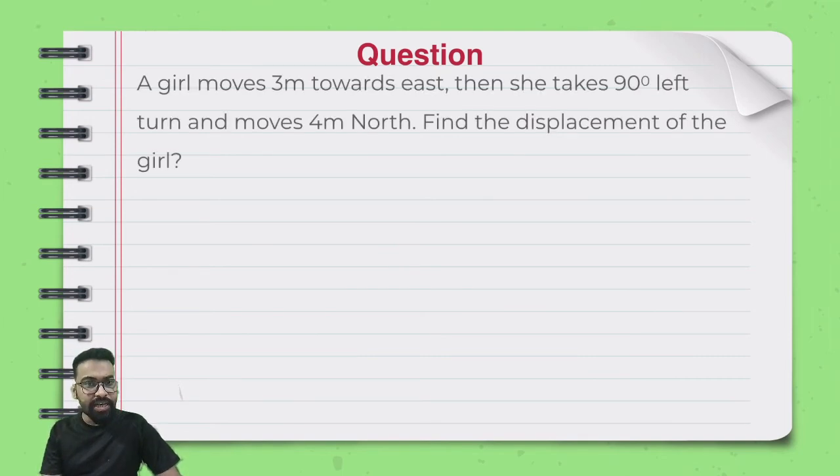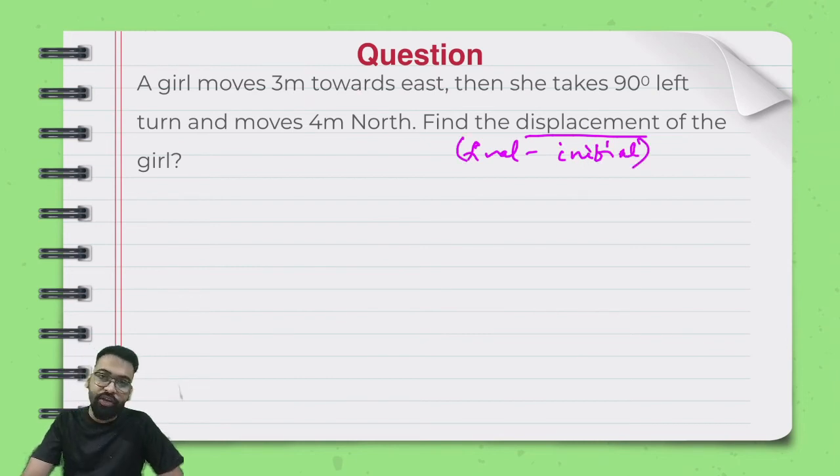So the question says that there is a girl who's moving 3 meters towards the east, that is towards the right. Then she takes a 90-degree left turn and moves 4 meters towards north. You have to find the displacement of the girl. Now for all those who don't know what displacement is, I would just like to say displacement means final position minus initial position. You want to know where exactly the girl was initially and where she was finally.